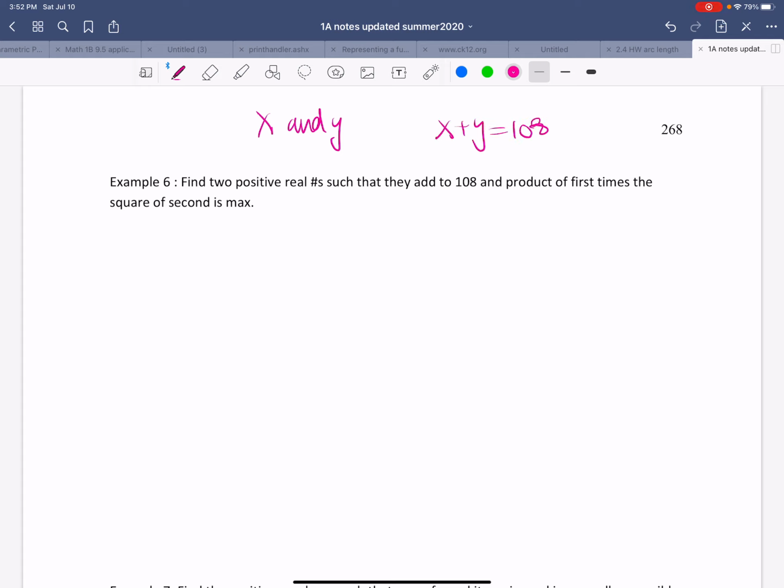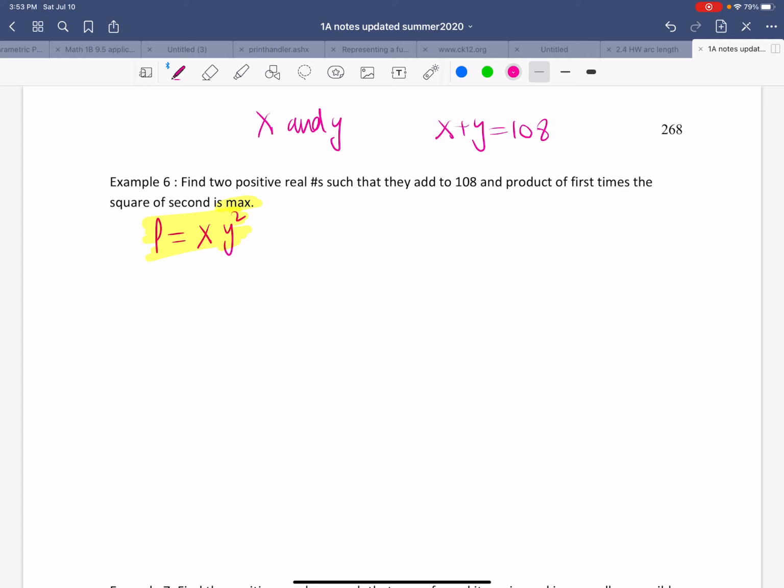Now let's talk about which function we want to maximize or minimize. The product of the first times the square of the second is max. So we want to maximize the product of the first times the square of the second. This is the function we want to maximize, because it says we want the product to be max. So max and min only occur when the derivative is 0.